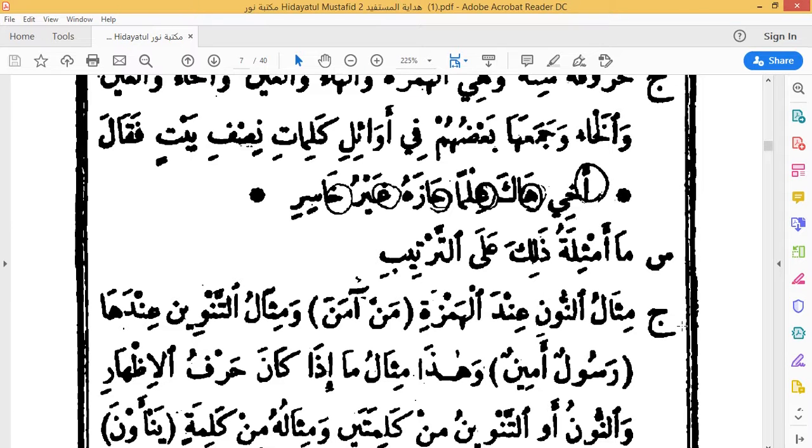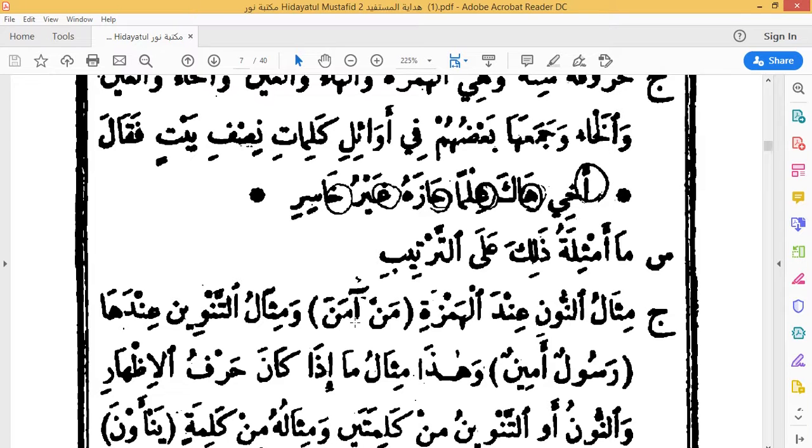The answer now is: the example of Nun with Hamza is "man amana." So look at this very word. These are two words, that's the first thing. The first word ends with Nun Sakina, so one of our two conditions is fulfilled. The second one is having Hamza.